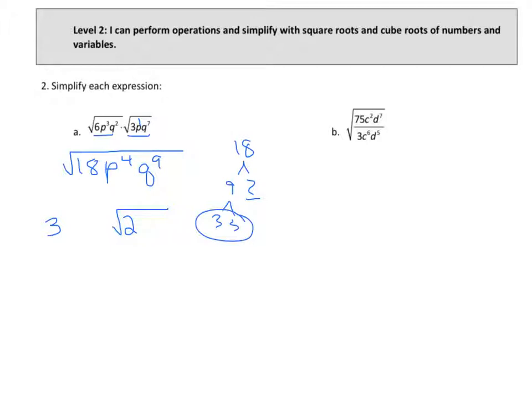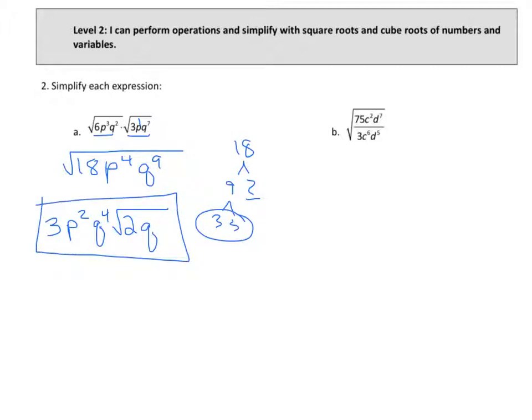Next, I look at p to the fourth, and I ask myself how many pairs of p's there are. And there are two groups of 2 p's, so we get p squared on the outside. And then how many pairs of q's in q to the ninth? There would be 4 pairs. So we take out q to the fourth, and there will be 1 q left inside. And that's my answer.